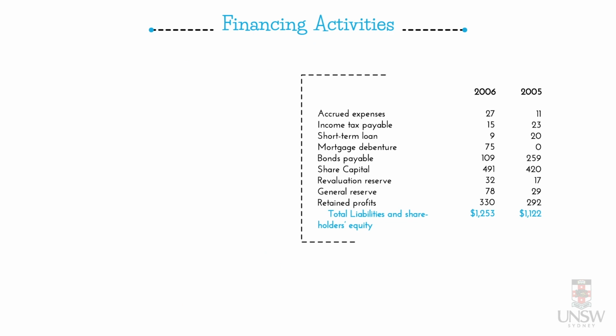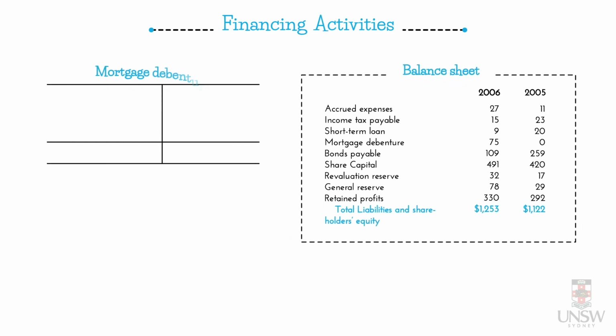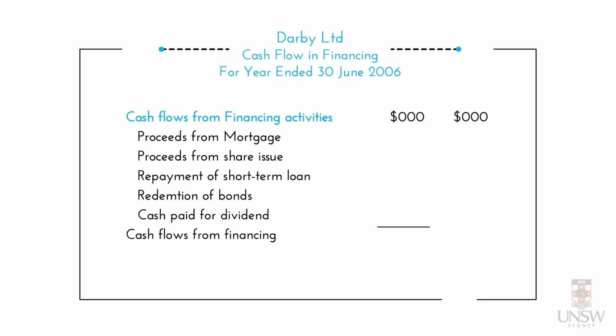So financing activities, we're going to start with a mortgage account. So we've got a mortgage debenture in the balance sheet. So it started with an opening balance of 0. We can set up the T account. It has opening balance 0 and a closing balance 75. So the missing amount on the credit side will be cash of 75. So you can put this one into the financing activity section. So proceeds from mortgage, 75.